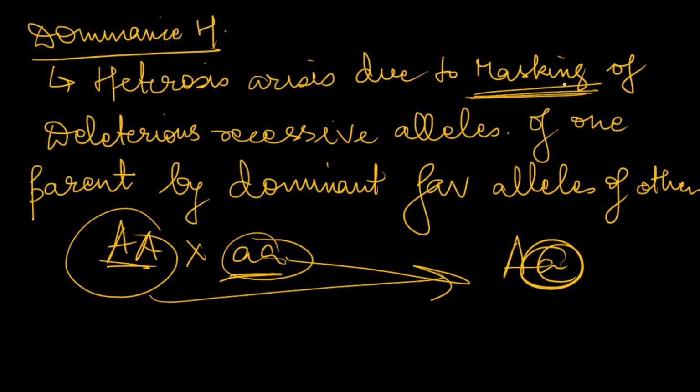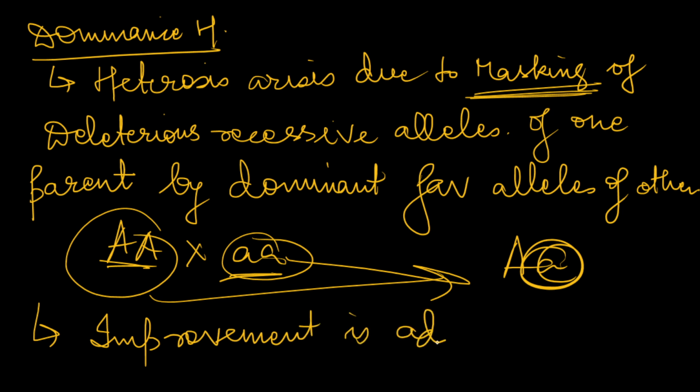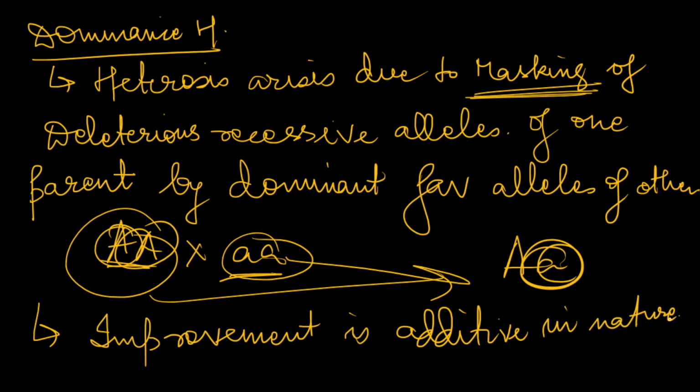Here, no new gene interactions occur. In the dominance hypothesis, the improvement is additive in nature. That is, nothing new happens, but the characters are only added so that the improvement is more. I hope you understand it. And here the heterozygotes are more, due to the masking of recessive alleles.